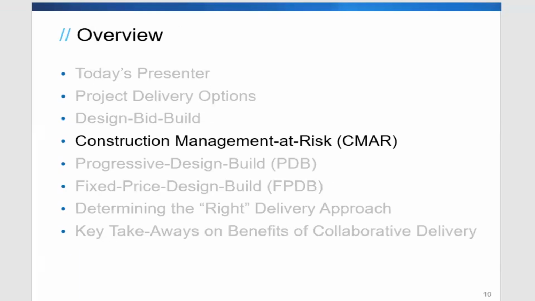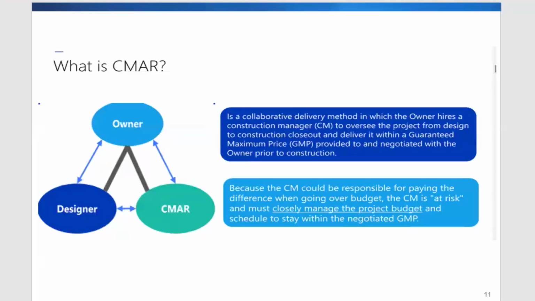So moving on to the first collaborative design approach that I would like to talk about, which is the CMAR, the construction management at risk. So for this type of delivery method, the owner goes into an agreement with a design firm. So first of all, there's a contractual relationship between the owner and the designer, as well as earlier on in the project, a contractual agreement with a contractor, and also there's going to be a working relationship between them.